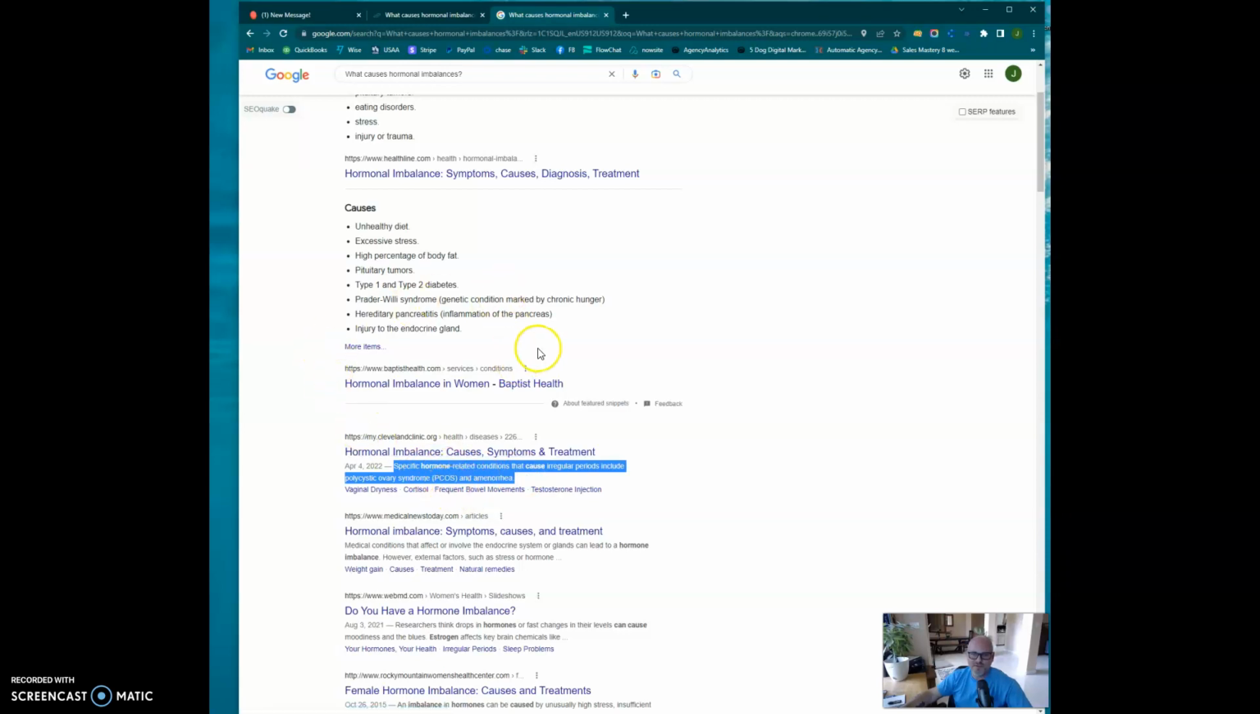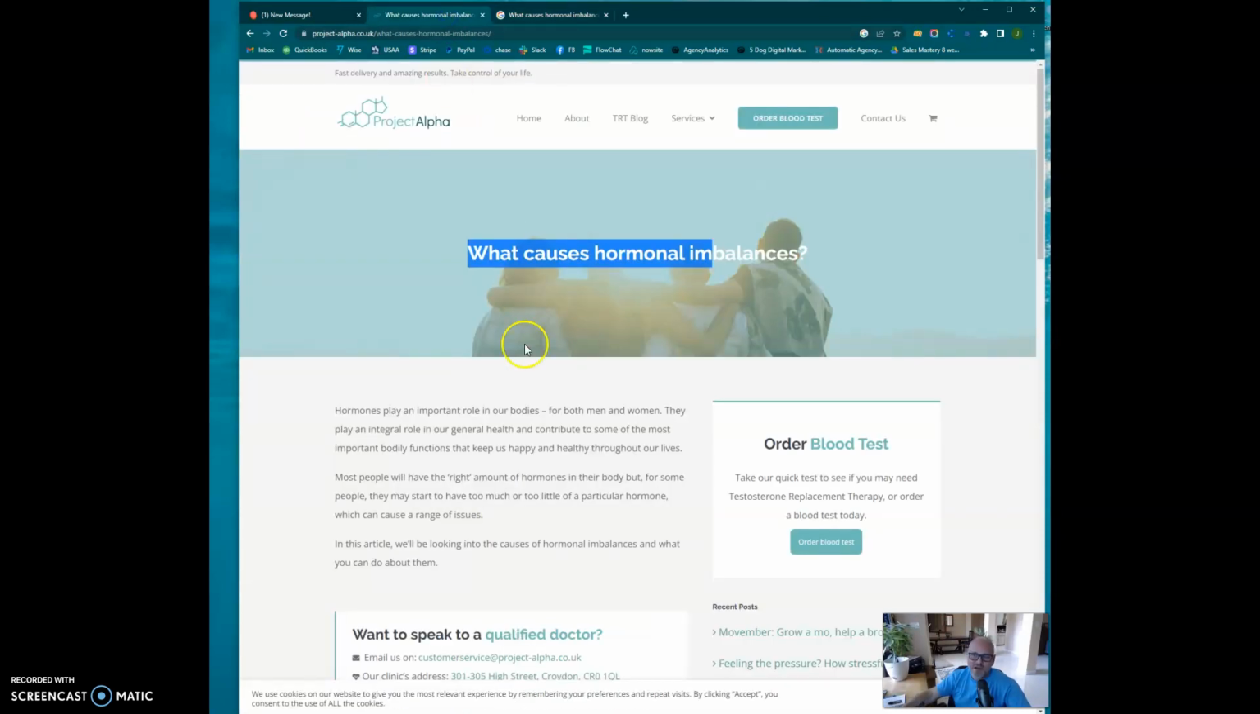You could also work certain search terms into the URL for that blog. Like when you post this, it'll be like Johnny's TRT clinic / what causes hormone imbalances. So you're squeezing it in there also.